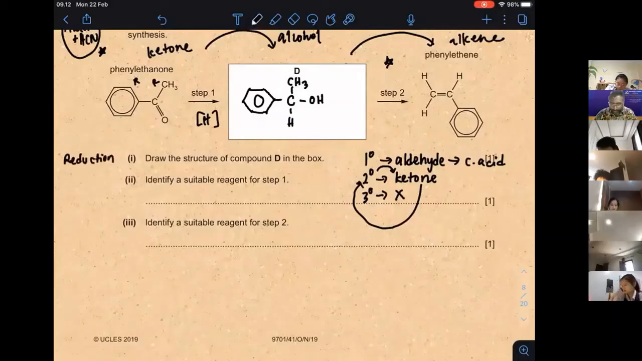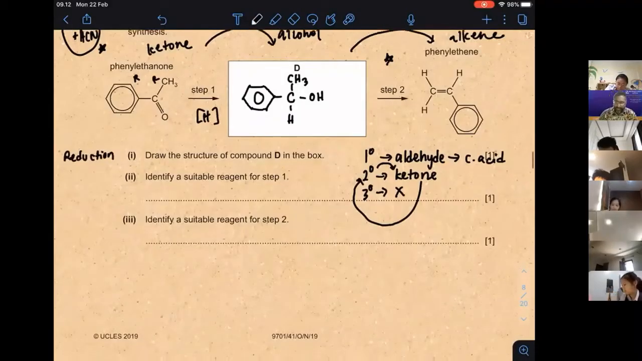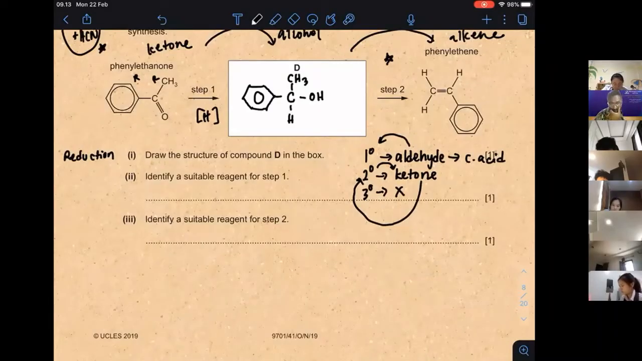Now, please remember, when it comes to reduction, we can have situations like simple reduction, like ketone becoming alcohol, or aldehyde becoming primary alcohol. You can use any reducing agent, but whenever you are trying to reduce carboxylic acid to become primary alcohol, then you need a stronger reducing agent.